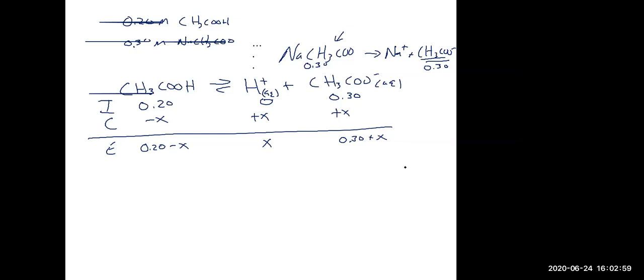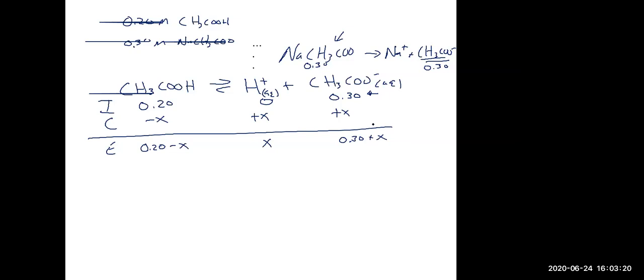Any questions on this ice table? So really the main difference in the place where most people, for a lack of a better word, will screw this up, yes, it will be right there. They will put that as 0. And again, if you put that as 0, you're not doing a common ion problem. You're essentially doing just a weak acid problem.